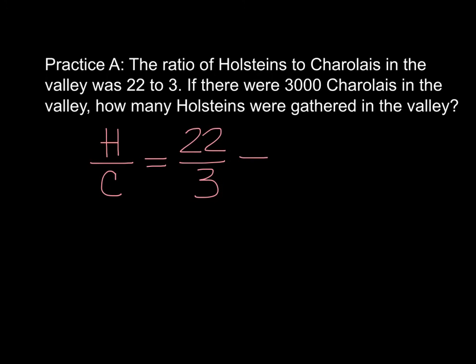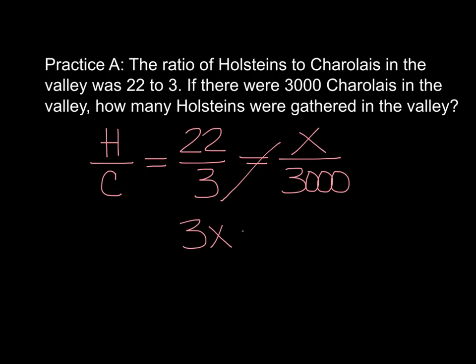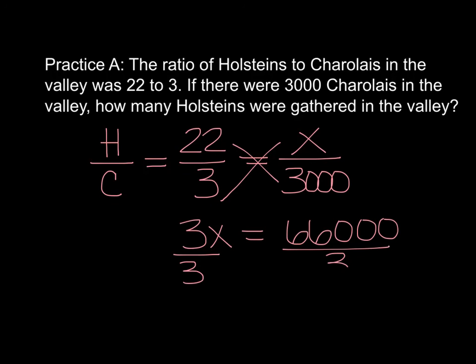They said if there were 3,000 Charolais in the valley, so I'm going to put 3,000 on the bottom. How many Holsteins were gathered in the valley? So I'll put X on top. To solve, I'll cross multiply 3 times X, and I get 3X. And 22 times 3,000 gives me 66,000. I'll divide both sides by 3, so X is equal to 22,000.